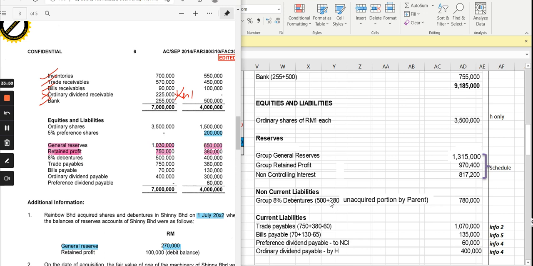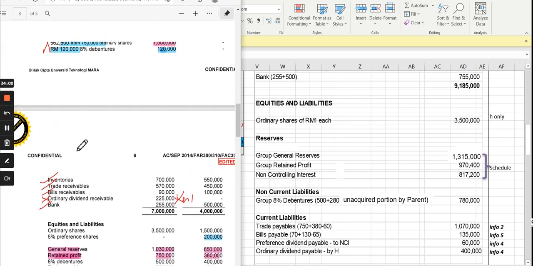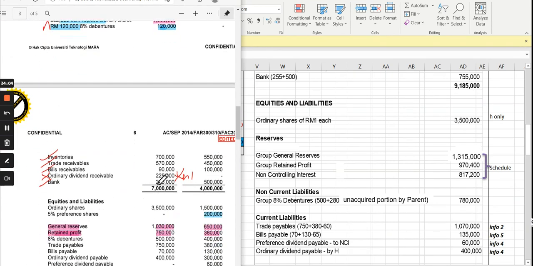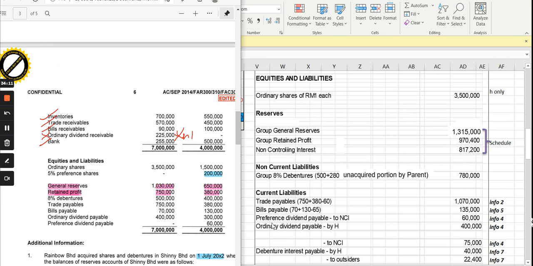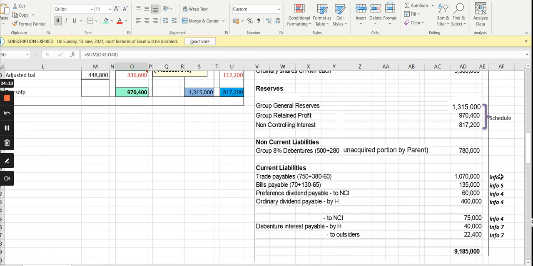So that will be eliminated, but this is the unacquired portion by the parent, which means this belongs to other debenture holder. Remember, parent only acquired 120,000. So the remaining figure out of 400,000, 280 belongs to other debenture holder. Trade payable adjustment should be made for information number 3, which is on intercompany balances that was unpaid.